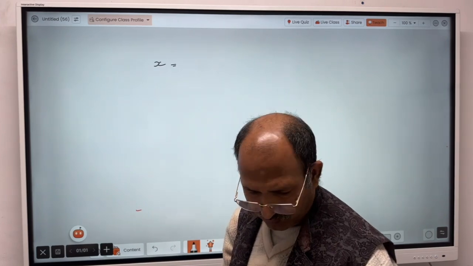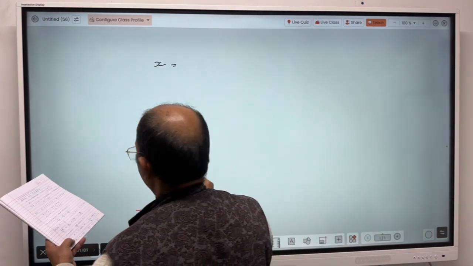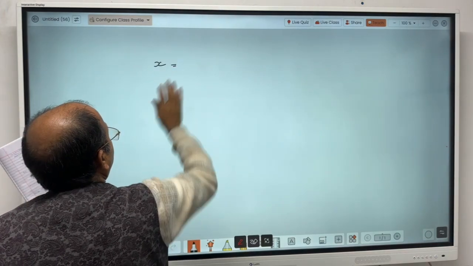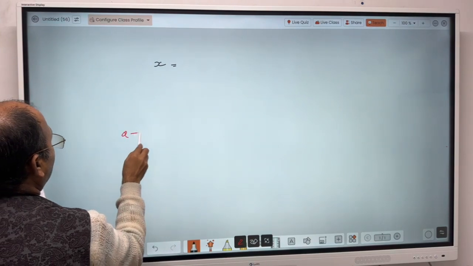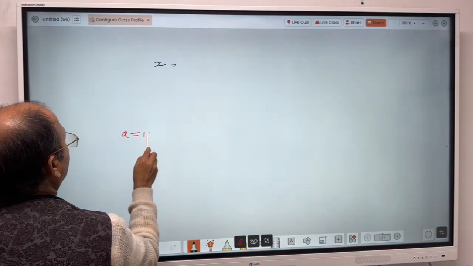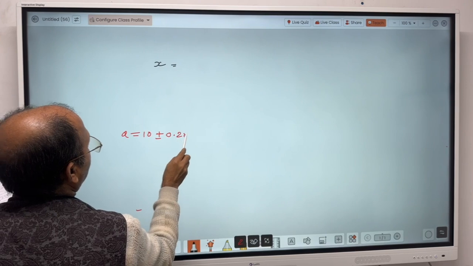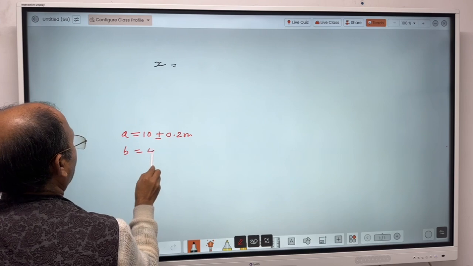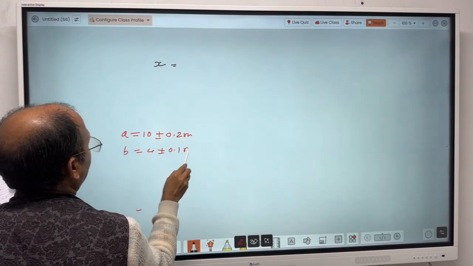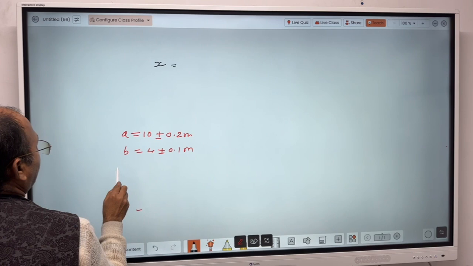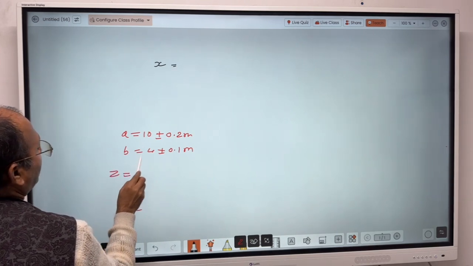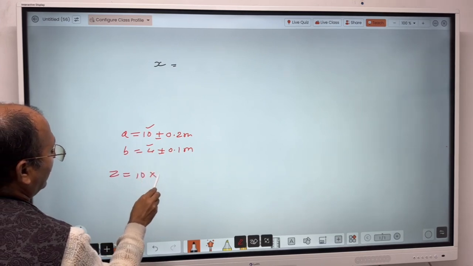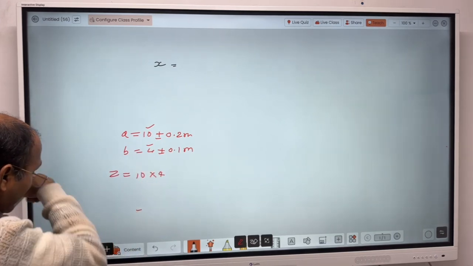Suppose you are given a quantity. A, it is length. So A is given as A equals 10 plus minus 0.2 meter, and B is given as 4 plus minus 0.1 meter. Now suppose we have to find out product, suppose Z. So we first take these numbers, we don't take these errors. So this will be 10 into 4, that is 40. So we have got Z.